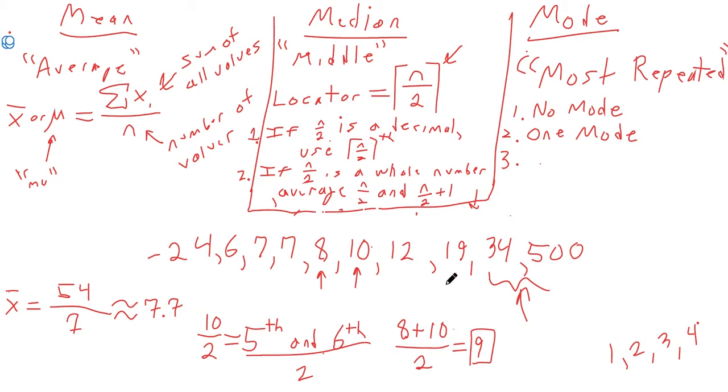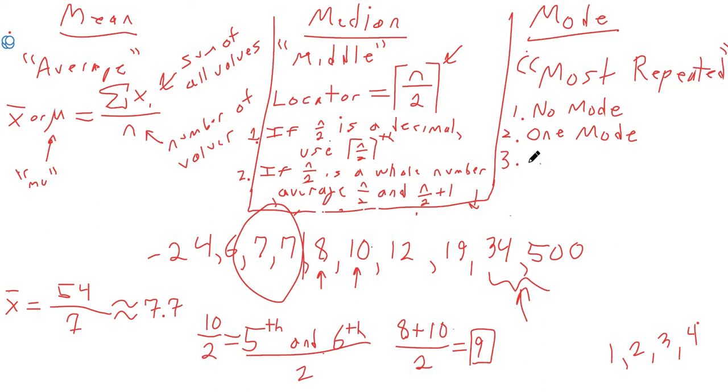I could also have just one mode, like I do in this data set. Even with the adjusted negative 24 and 500, I still only have one mode. My mode here is 7, because 7 is repeated, and it's the most repeated. I don't have anything else that's repeated more than that. So I have one mode.